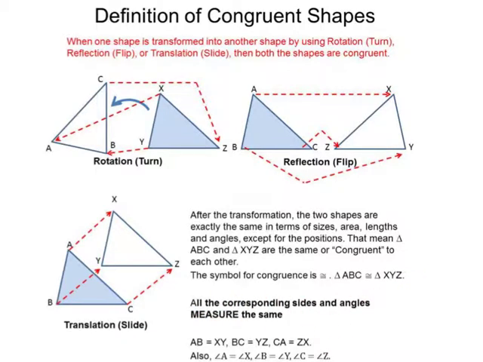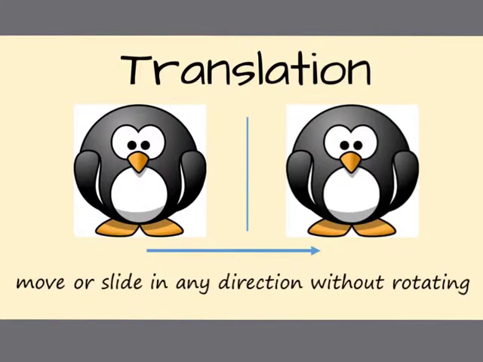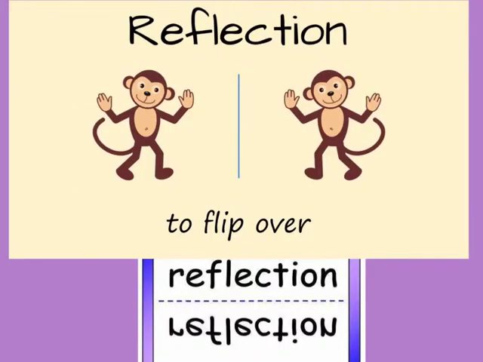Okay, I want to put these in your notes, and when I say may, I mean do. Put this in your notes. A translation is a move or a slide in any direction without rotating it. You simply slide it. Reflection just means to flip it over, like in this example. You take this, you flip it over, you have this.